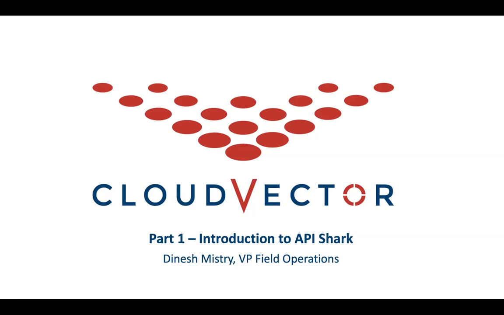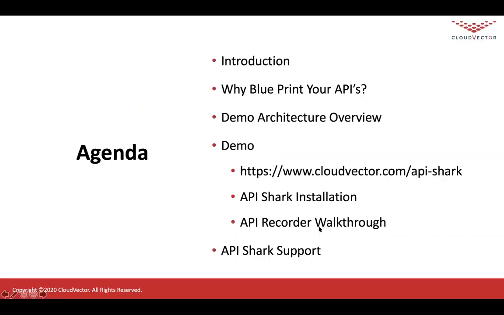With that said, let's go ahead and dive right in. So the agenda for today, we'll go through a quick introduction of API Shark. We'll talk about why you would want to blueprint your APIs, and this is based on discussions that we've had with over 100 different enterprises. We'll talk about a quick demo architecture, and then we'll get hands-on and jump into the actual installation of the API Shark tool. We'll walk through an API recording, and then finally, we'll come back and provide you with some options in case you need some support.